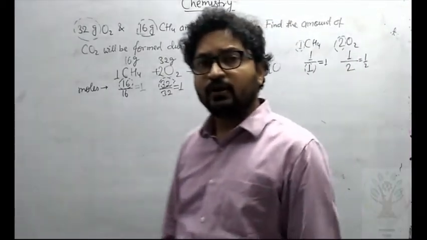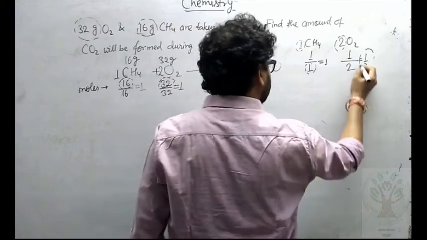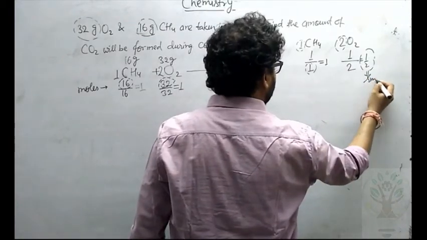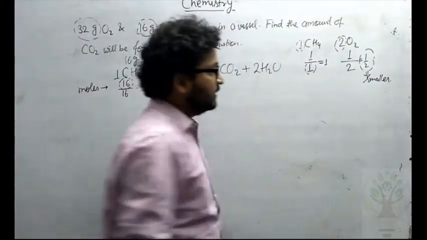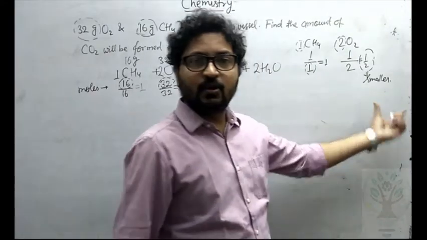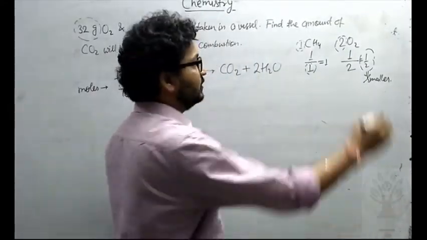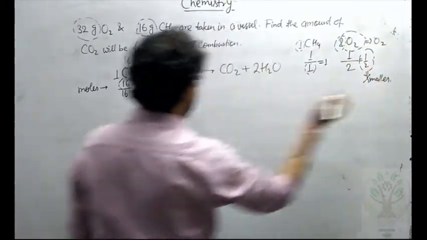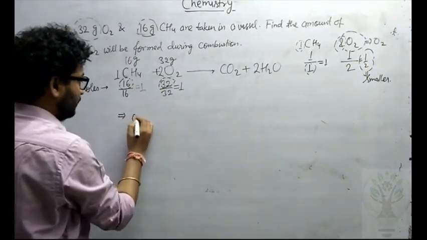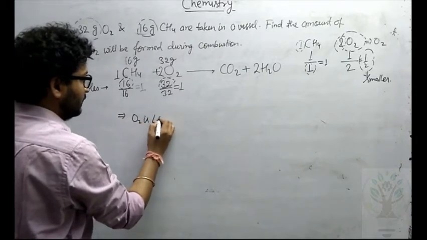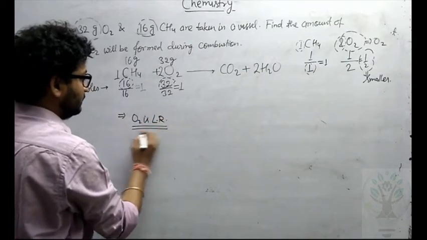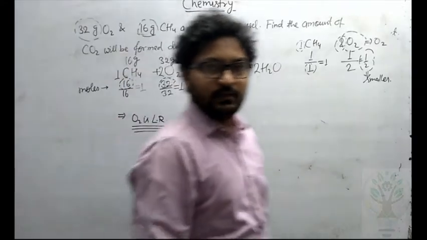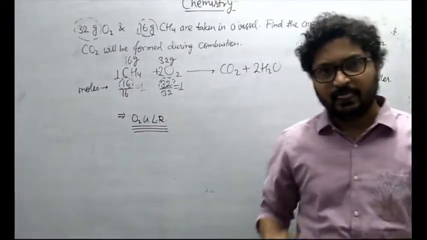Which one is the smaller? 1 or half? I hope you can understand that this one is smaller. Whichever gives us a smaller number will become our limiting reagent. So who is the limiting reagent? O2. That's what I am mentioning here. The O2 is the limiting reagent. Is this thing clear to us? Limiting reagent finding clear? Good.